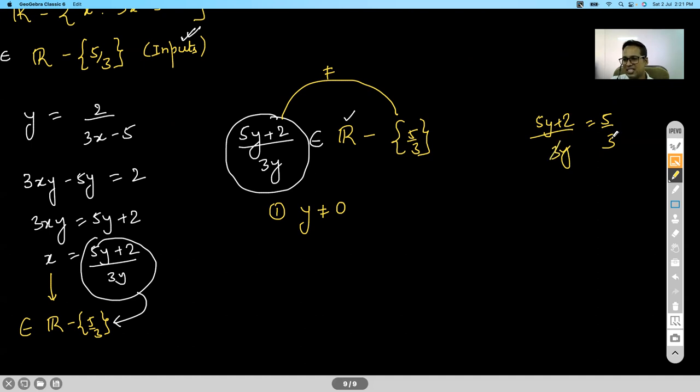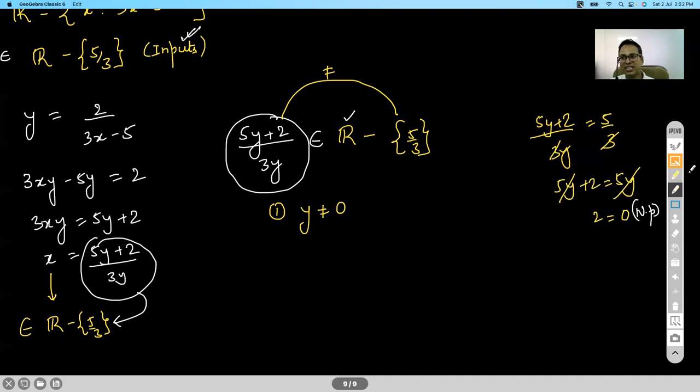So first of all, 3, 3 gets cancelled. Take the y to the other side. And you'll end up getting a shocking statement. 2 is equal to 0, right? Which is not possible, right? So what does this try to say is that this anyways cannot take 5/3. So this expression, which I have circled in white, that anyways cannot be 5 by 3.